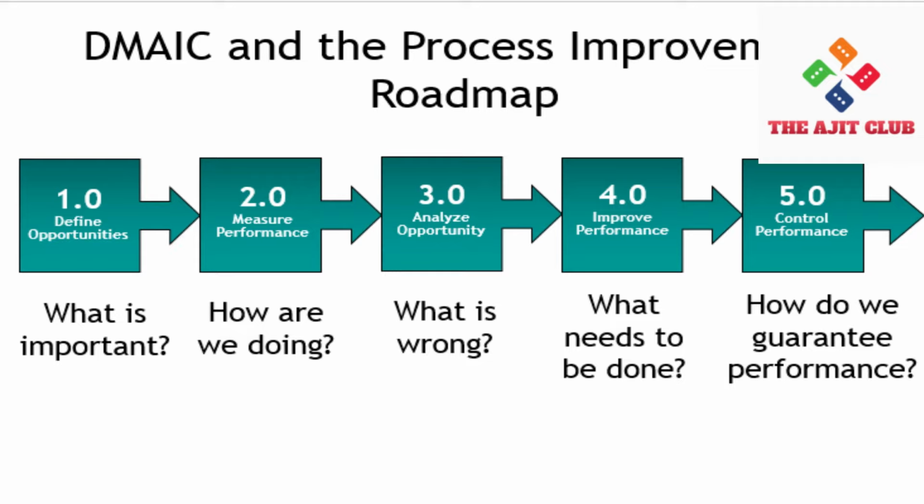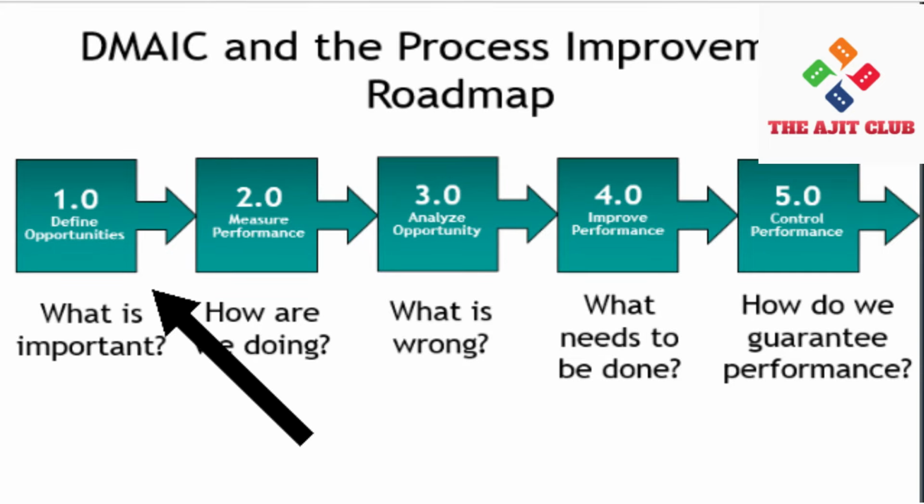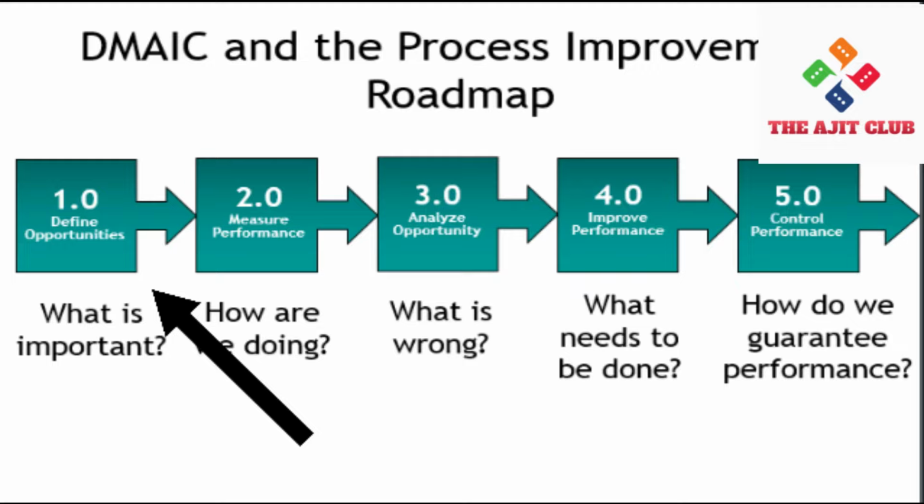So this is our DMAIC process that we have seen in our previous lessons, and which is, of course, your process improvement roadmap for the particular process that you have chosen to improve. But today our focus will only be this part, which is the define phase of the DMAIC methodology. So define phase, as we have seen in the previous lessons, is basically to define the opportunities, as also mentioned in front of your screen. So here we are going to define and refine our opportunities for improvement.